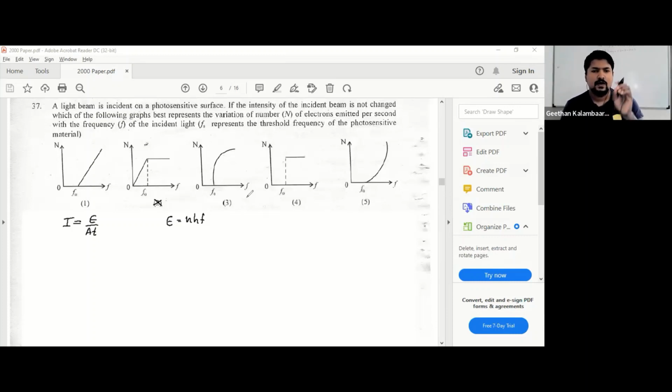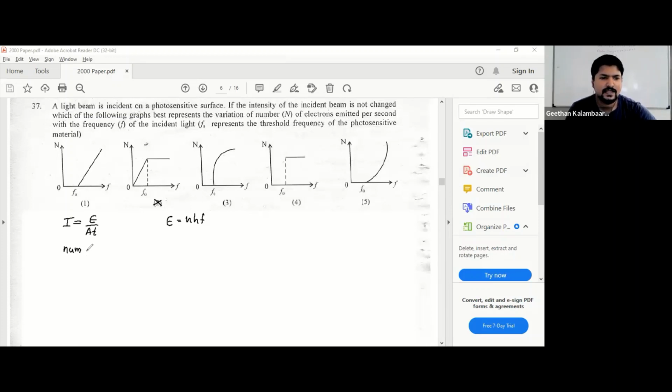And they say that only one photon can remove one electron. So when the frequency is greater than the threshold frequency, if 10 photons incident on this material, 10 electrons will be removed. If 100 photons incident on this material, definitely 100 will be removed. So the capability of removing an electron comes after f naught. So every photon is now capable of removing an electron. So the number of photons which incident on the surface is also constant.